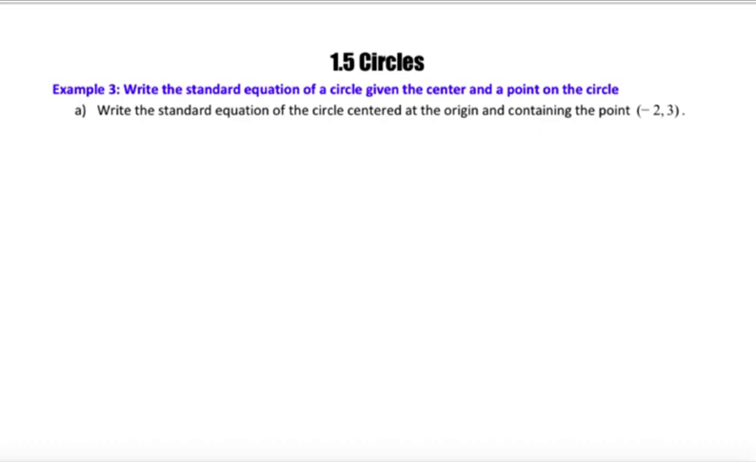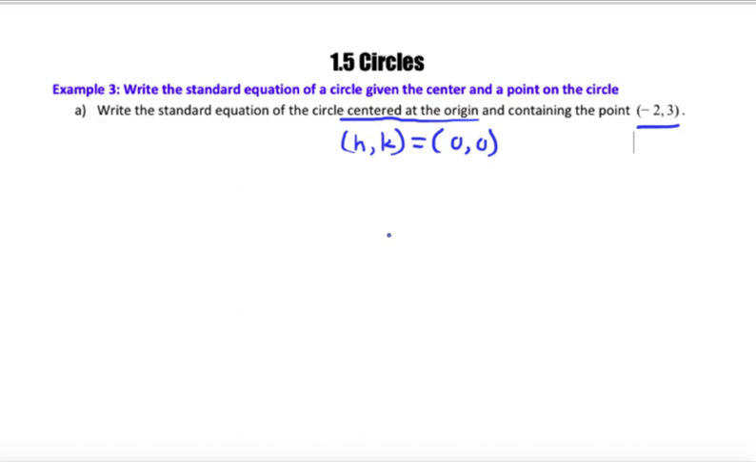Now we want to be able to write the equation of a circle if we're just given the center and a point on the circle. It says write the standard equation of the circle centered at the origin and containing the point -2, 3. So here's our center. Remember the origin. So our center is (h, k), and that's the origin, which is 0, 0. And we have this other point, -2, 3.